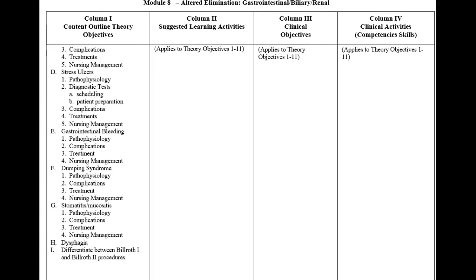As we continue, here's more. Just different types of things that are going on in that GI system, the different ulcers that we're having, and other things that can happen. The bleeding, dumping syndrome, stomatitis, mucositis, dysphagia. And the Billroth procedure. I have a video to show you exactly what they do during that procedure.